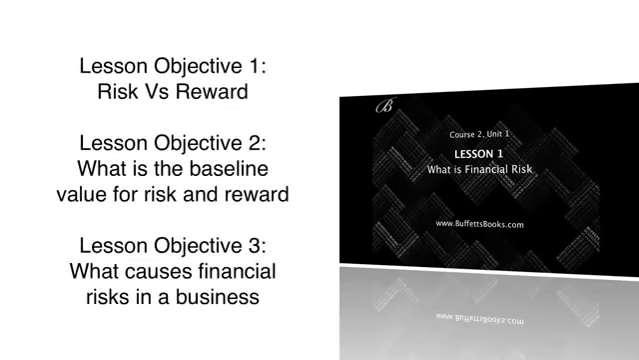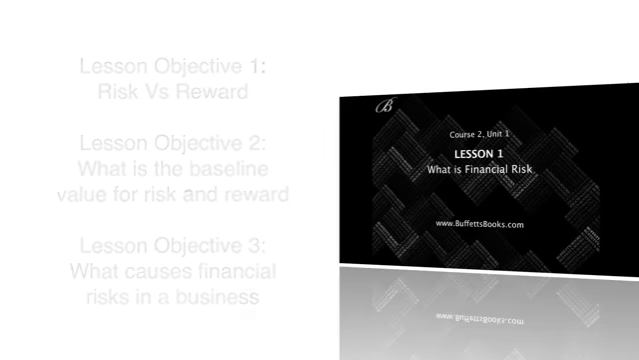In this lesson, we have 3 lesson objectives. The first lesson objective is risk versus reward. The second lesson objective is what is the baseline value for risk and reward? And the third lesson objective is what causes financial risk in a business?